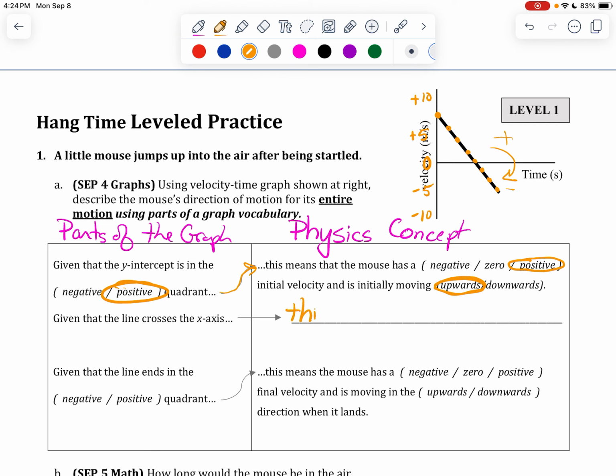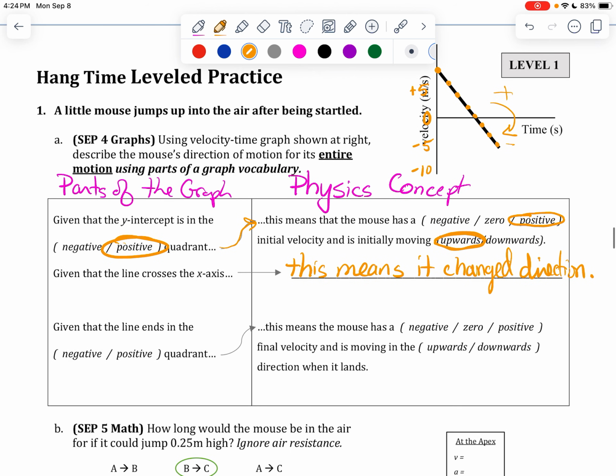So we can write this means the direction changed, or the mouse changed direction. And then the last one, given that the line ends in the negative quadrant, this means the mouse has a negative final velocity, is moving in the downwards direction. So that's just a review of velocity time graphs. With hang time, with free fall, nothing's different about those graphs. They're still just velocity time graphs.